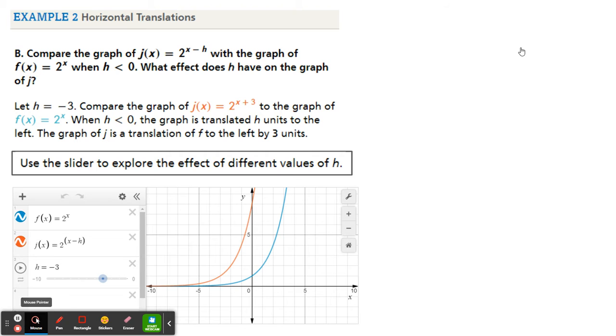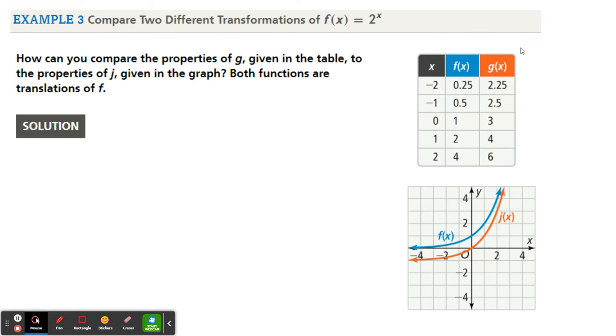All right, got one more problem to do, and this kind of puts it all together. It says compare two different transformations of f of x equals 2 to the x. How can you compare the properties of g given the table to the properties of j given the graph? Both functions are translations of f.